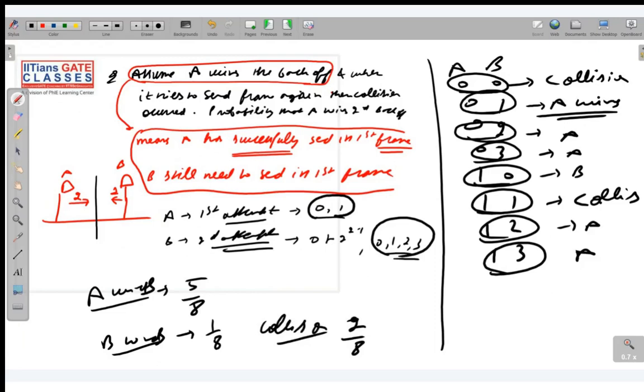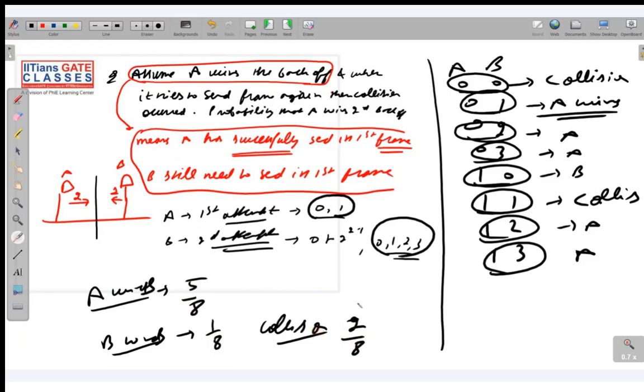So isn't it, see, it is not favorable, no? Like if A wins the first back off, then the probability that A wins the second back off is 5 by 8. Already A has won the game. Now still again I am favoring A only. I am not giving favor to B. B win is only 1 by 8. Okay, but A wins is 5 by 8. Collision chances are 2 by 8.